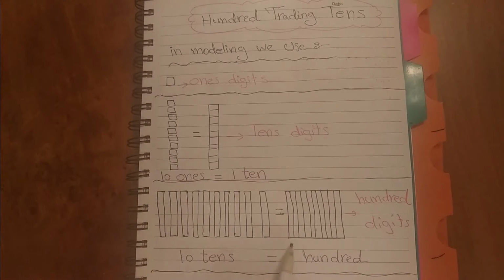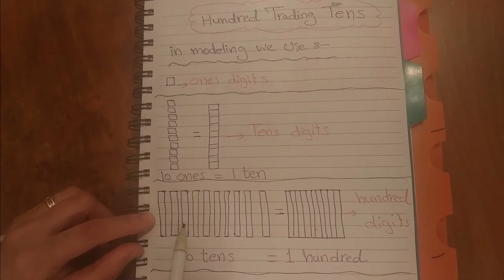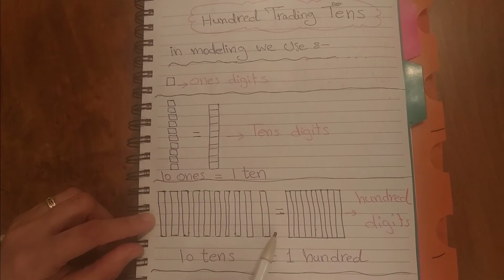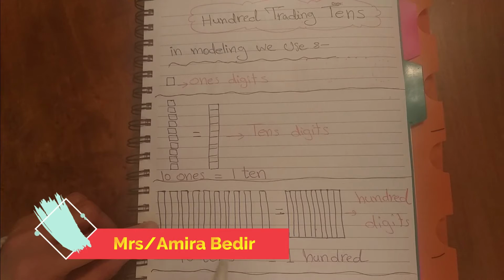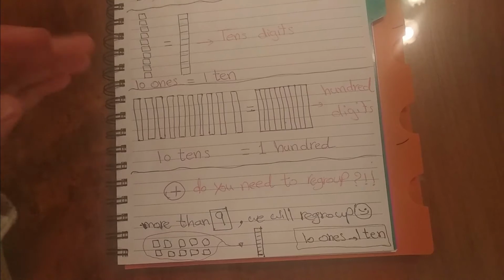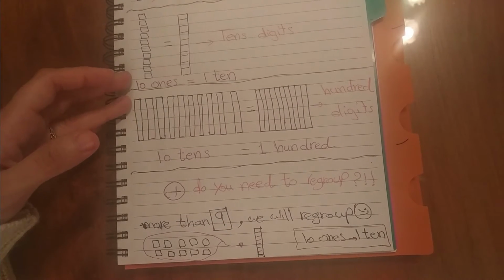So 100 is 10 tens, because if you count by 10, you will find 10, 20, 30, 40, 50, 60, 70, 80, 90, 100. So to reach 100, I need 10 of these tens. These relations are very important once I need to regroup in addition and subtraction problems.